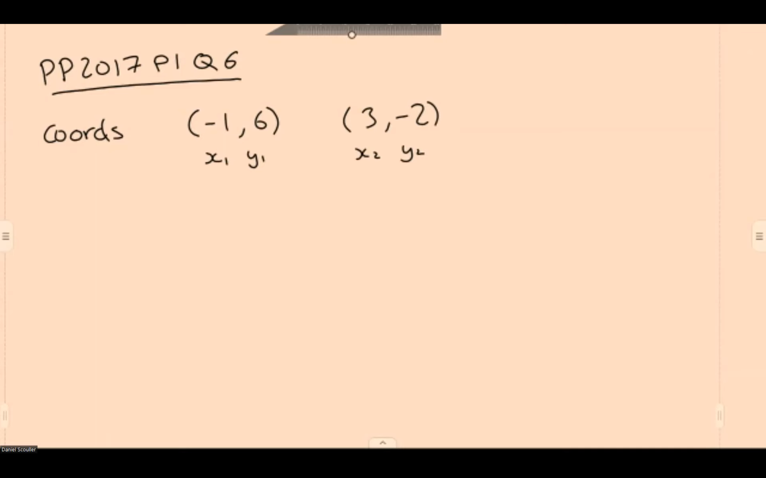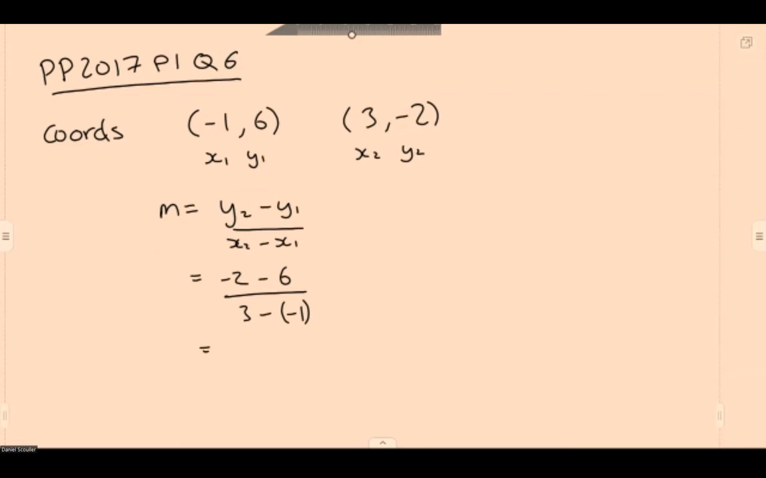Okay, so first thing we're looking to do, work out the gradient. Remember, the gradient is given by the letter m. And we find it by y2 minus y1 over x2 minus x1. And we're just substituting in the numbers. So y2 is -2, y1 is 6. x2 is 3. And our x1, and be very careful here, is -1. So taking away a negative, you're then going to create an add.